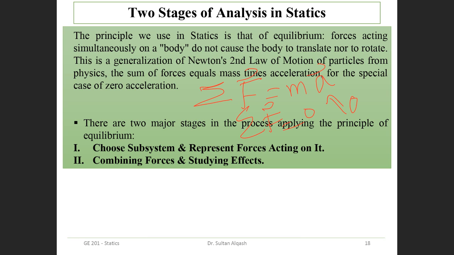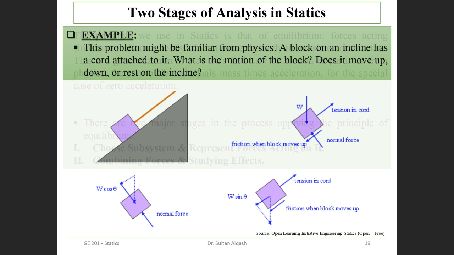So there are two major stages in the process of applying the principle of equilibrium. So choose a subsystem, as we mentioned before in that example of the crane moving that object. So we choose a subsystem and represent forces acting on it, and then combine forces and study the effects. Simple, right?